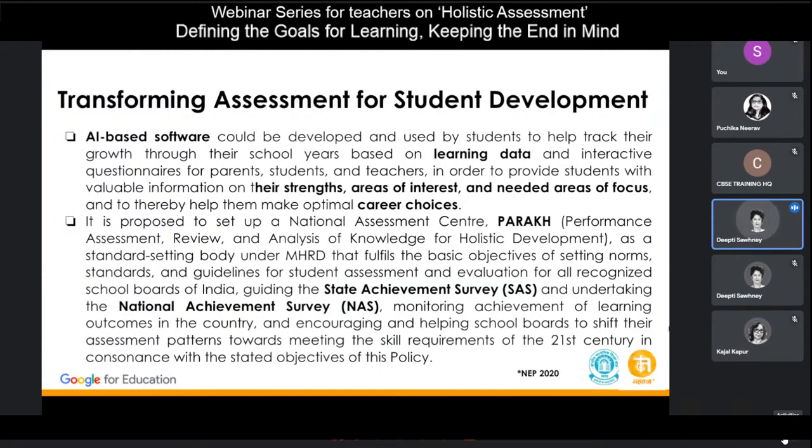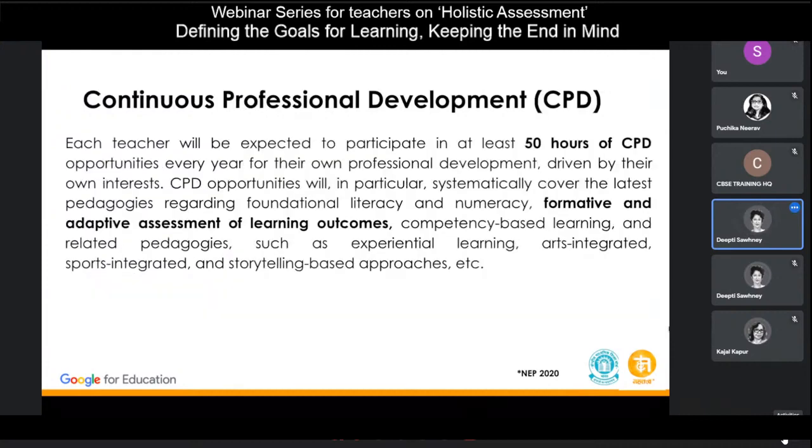So how do you get all of this done? There will be support. There will be an AI-based software which will be given to you. There will be a PARAKH which will evaluate the performance, the review, analysis, and all of that for holistic development. There will be SAS, the State Achievement Survey, and the NAS, the National Achievement Survey. And to top it all, we are talking about 50 hours of continuous professional development. The teachers will be given professional development opportunities. They will be talking about assessments, about adaptive assessments, about competency-based learning, and how you can have a holistic view, not only of the assessments that you're dealing with, but also where am I as a teacher, and how am I going to transact all this that NEP is talking about.